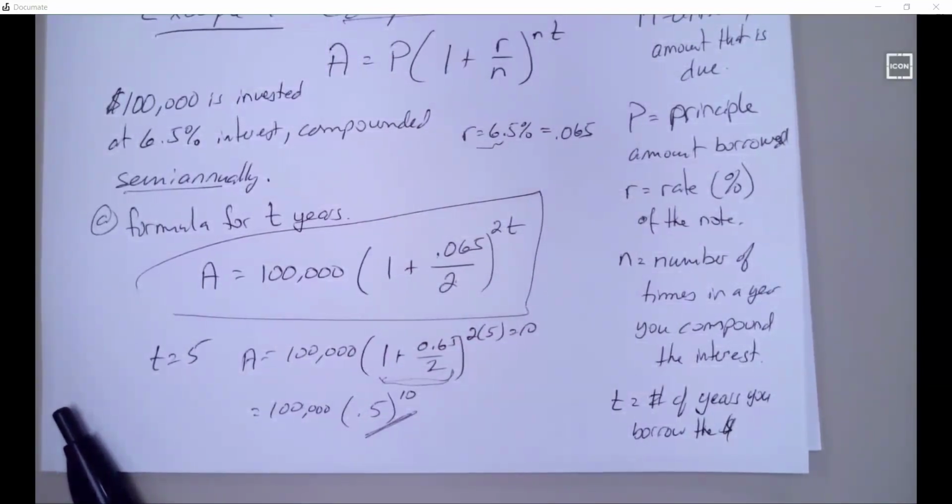On your calculator, you would have open parenthesis 0.5. Let's just do it completely and clear everything. So we have 0.065 divided by 2 plus 1 equals that. Take that number and then raise it to the power 10.